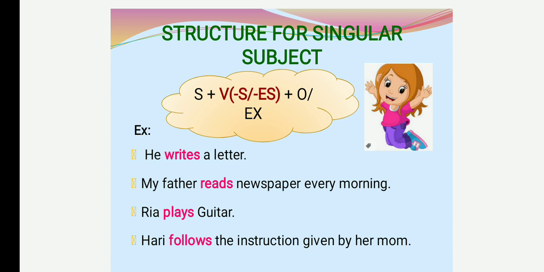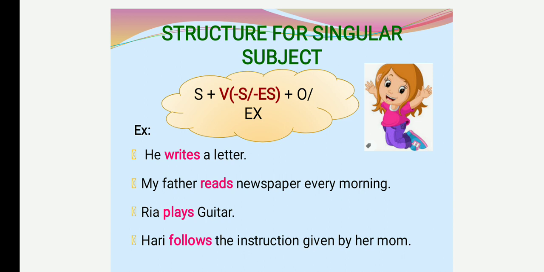Look at the example. He writes a letter. So what is he doing? Writes. So write is a verb. I just highlighted the verb, and look at the subject. All the subjects are singular: he, my father, Hari. So all these examples are third person singular, speaking about some particular person.